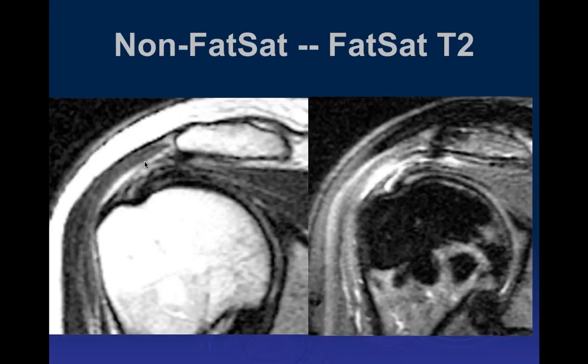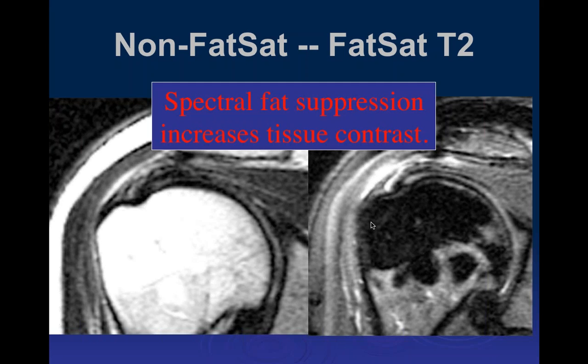Here's a non-fat suppressed T2. Here's a fat suppressed image. We can see increased signal intensity within the tendon, but here it really looks like we can see a partial tear of the superior surface better on the fat suppressed images, and I think the partial tears are a little bit better seen with fat suppression.